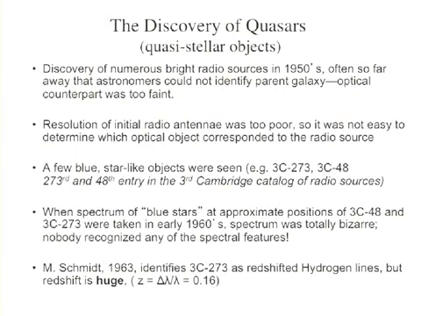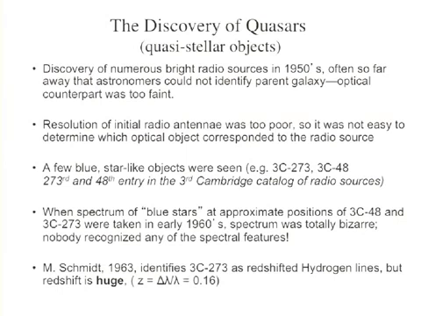When the blue stars were taken, the spectrum was totally bizarre. The spectrum didn't recognize anything. People were not expecting it to be anything, or they didn't know what it was. And they finally got a spectrum, and somebody, Martin Schmidt, identified in 1963 an object at a very high redshift, huge. This was at the time considered to be gigantic. The Doppler shift was 16%.